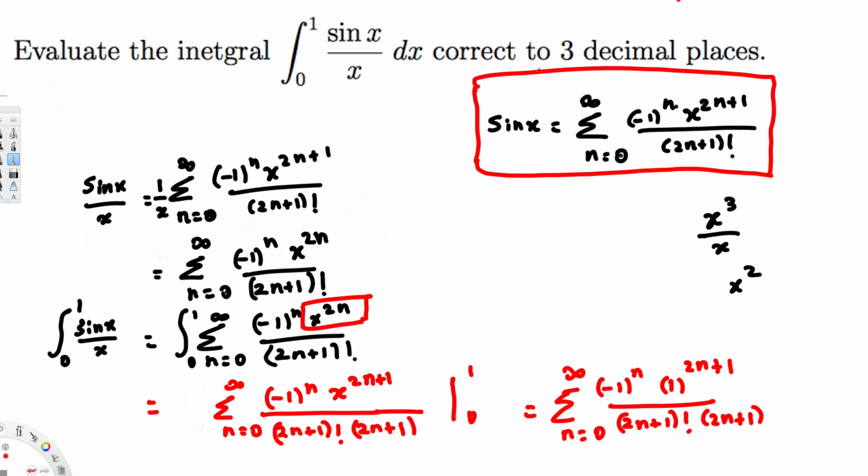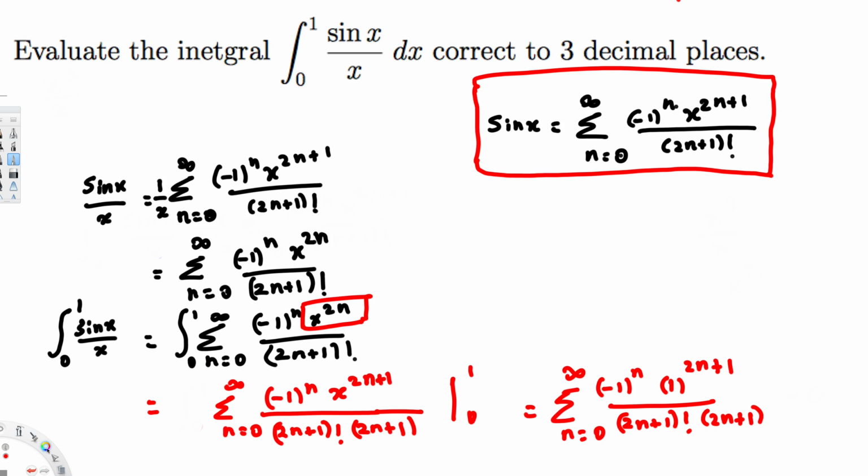evaluate the integral correct to 3 decimal places. So we have to find a number. We have to plug some numbers. We have to start with 0 and plug some numbers, and we have to go until we get 3 zeros. So whenever we get 3 zeros, we have to neglect that number and add the numbers before that. That's the main concept of this kind of question.